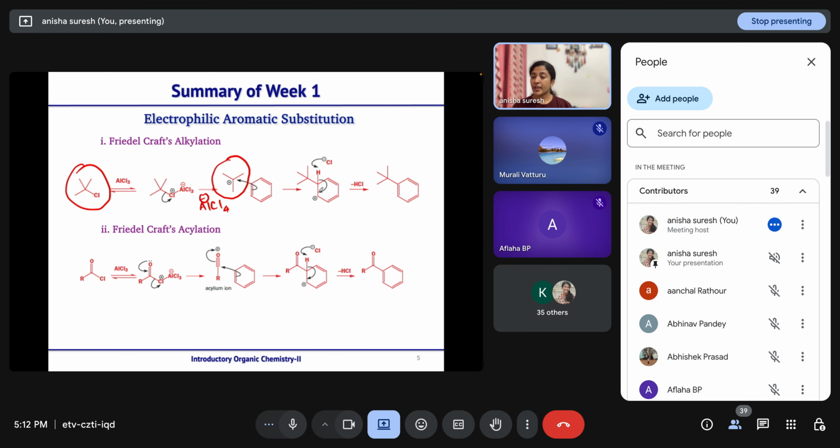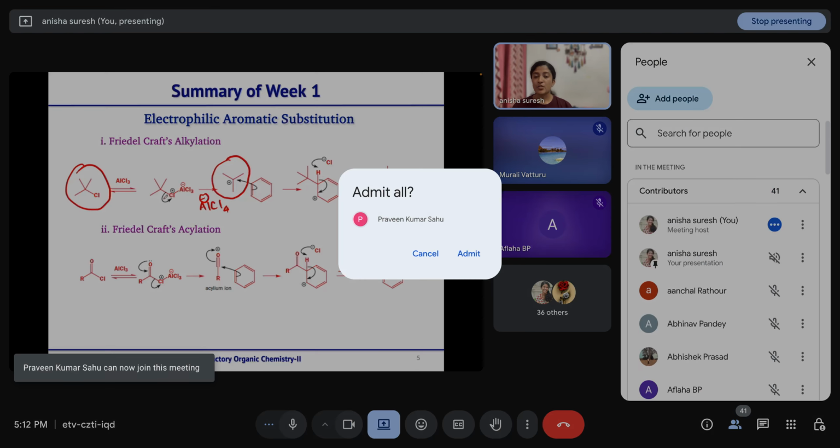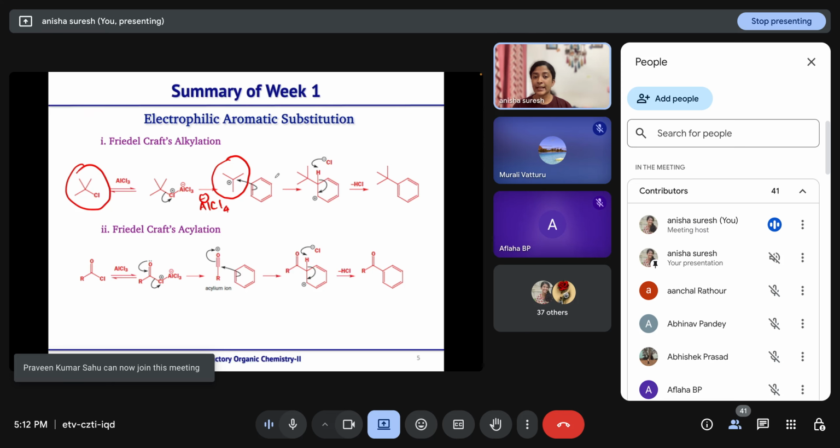Now the aromaticity of this ring is lost, so it will have a tendency to regain its aromaticity. If some base is present in the media, like Cl minus, it can abstract the proton and neutralize this positive charge, resulting in the formation of this product. So what is basically happening? Alkylation on the benzene is happening here.